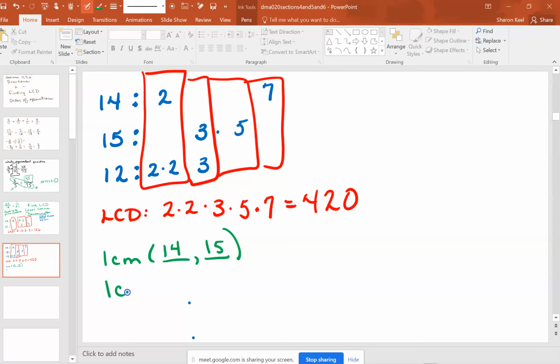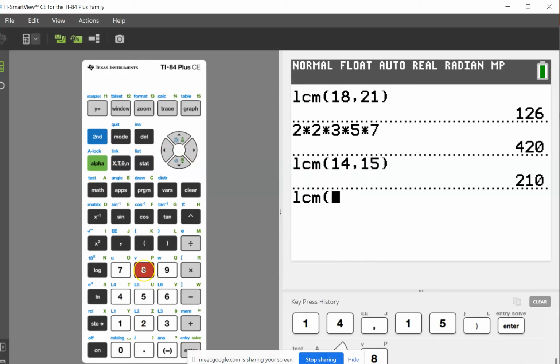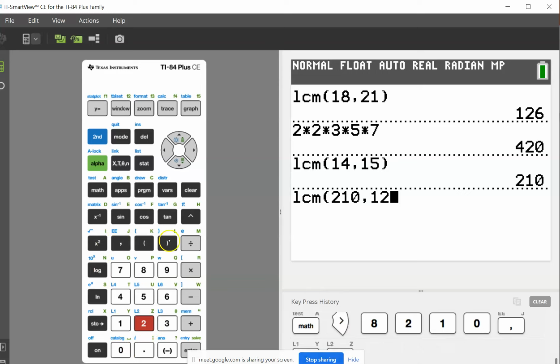So when we repeat, we're going to put the answer, and the answer we had gotten was 210, and then we're going to do the third number, which was the 12. So math, arrow right, number 8, type in our answer of 210, and then we are going to do our third number, which was the 12, and we get our 420.